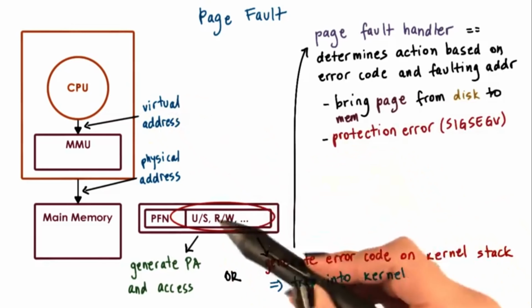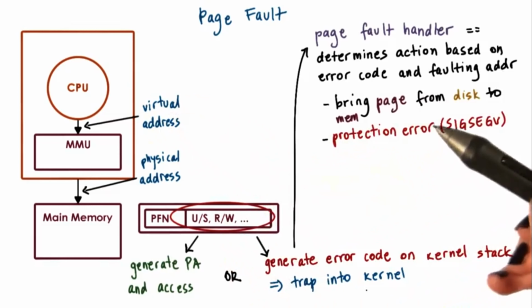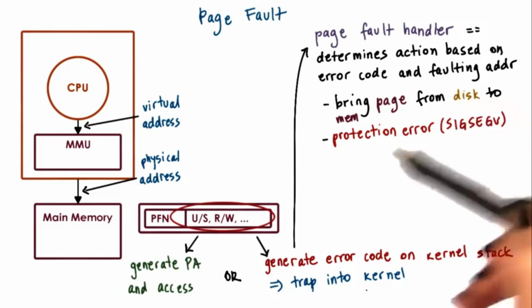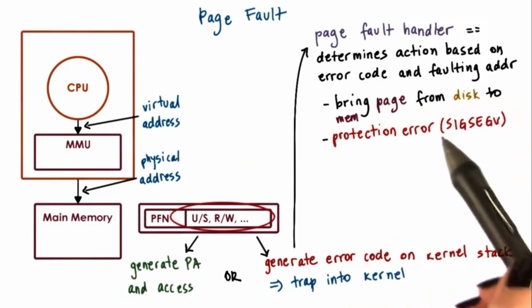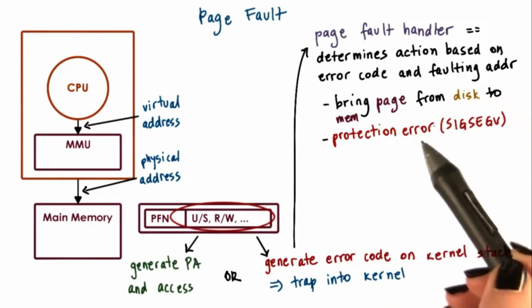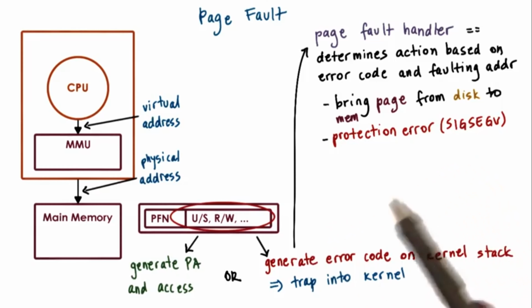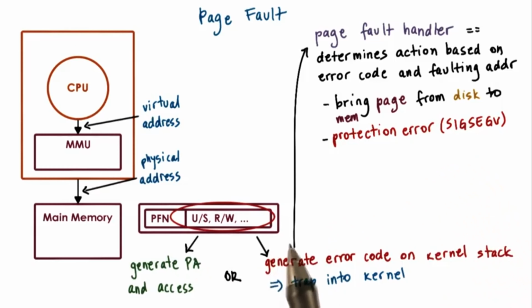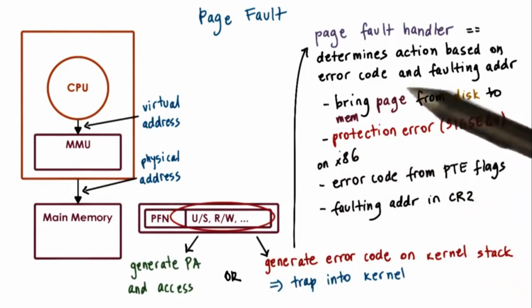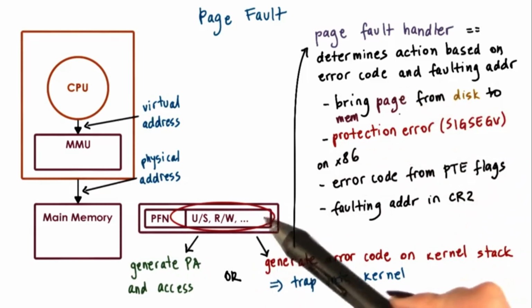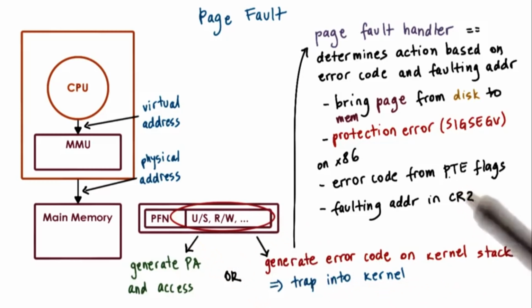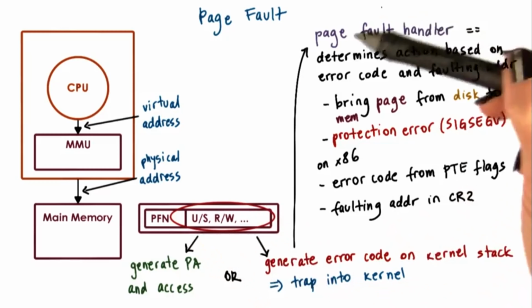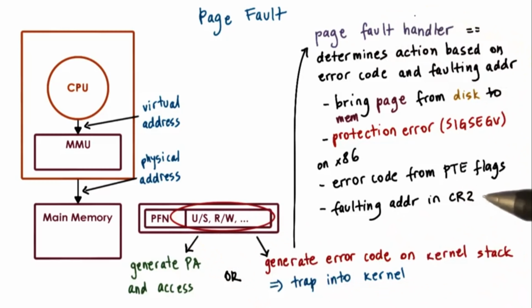Key pieces of information in this error code will include whether or not the fault was caused because the page was not present and needs to be brought in from disk, or because there is some sort of permission protection that was violated, and that's why the page access is forbidden. On x86 platforms, the error code information is generated from some of the flags in the page table entry, and the faulting address that's also needed during the page fault handler, that one is stored in a register CR2.